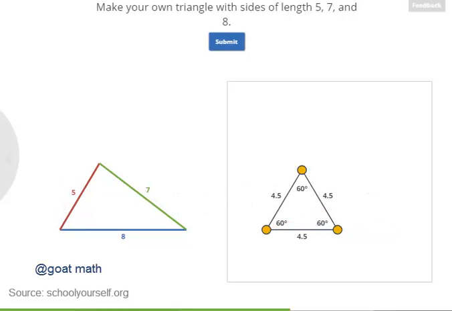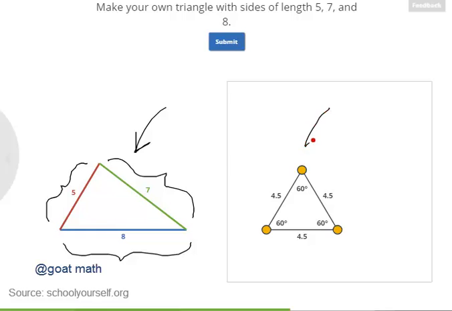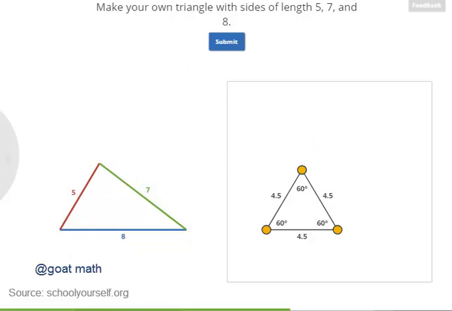So here's another triangle, and all 3 of its side lengths are known. This red side has length 5, this green side has length 7, and this blue side has length 8. Try making your own triangle with sides of length 5, 7, and 8 over here. Once you've got one, press the Submit button up here.